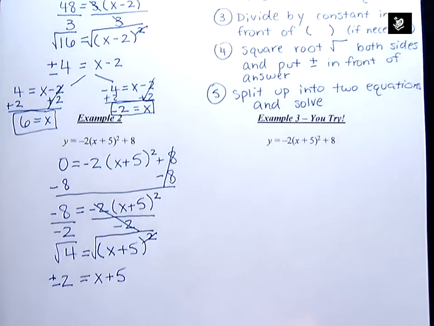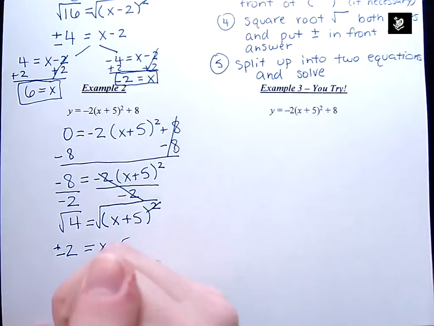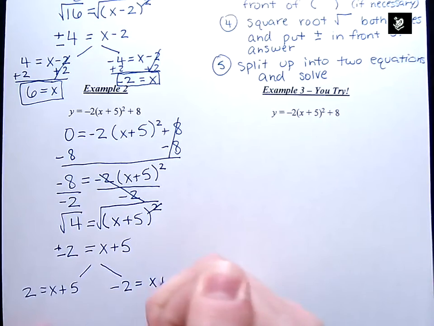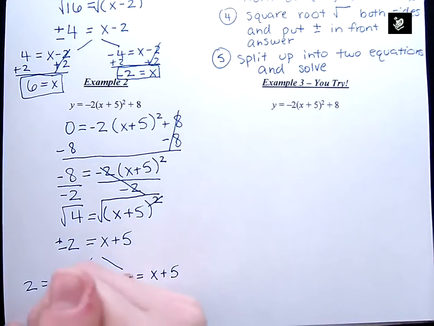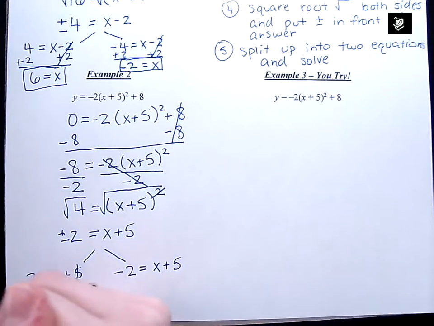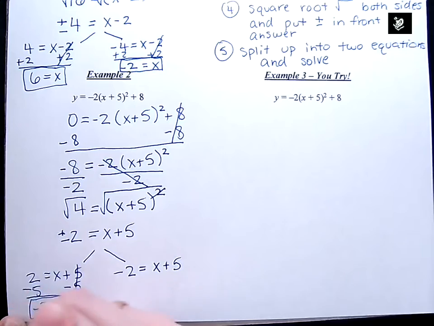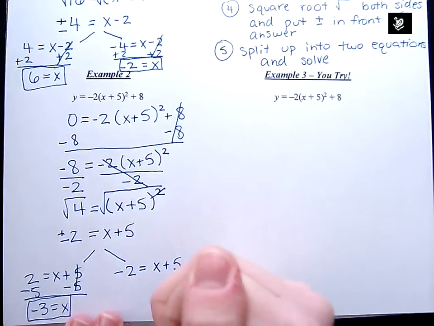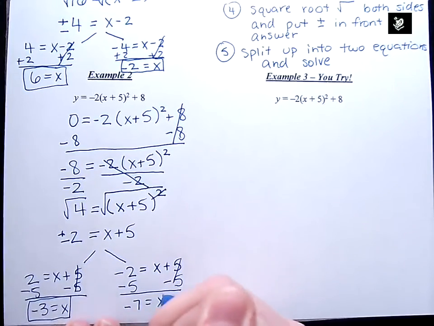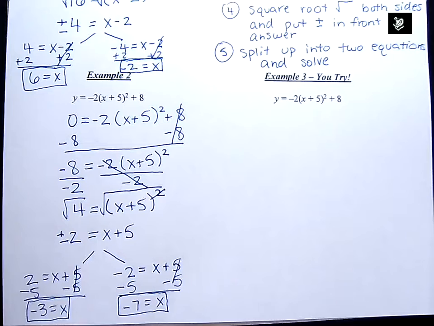Step 5, split up into two equations and solve. So splitting it up, I have a positive 2 equals x plus 5, and a negative 2 equals x plus 5. I'm going to subtract 5 to get x by itself, and I get negative 3 as my first 0, or my x-intercept. I'm going to subtract 5 on this one. I get negative 7 as my second answer, or root or 0. So if I was to graph this parabola, it would cross the x-axis at negative 3 and negative 7.